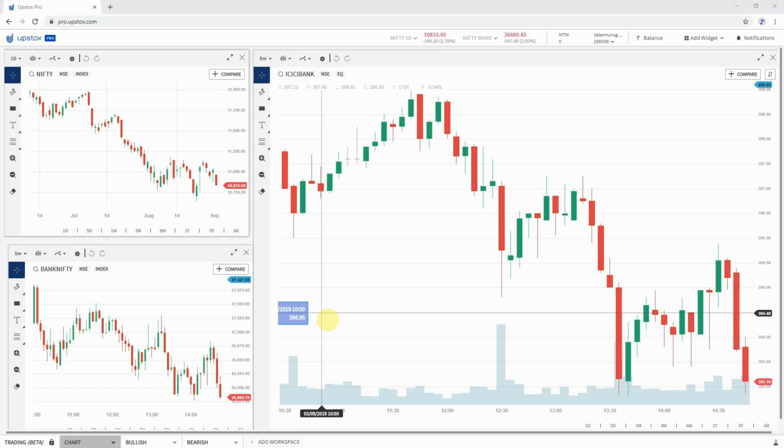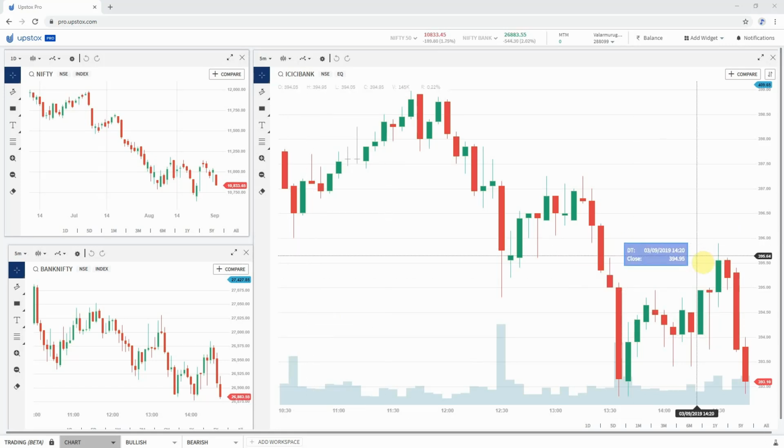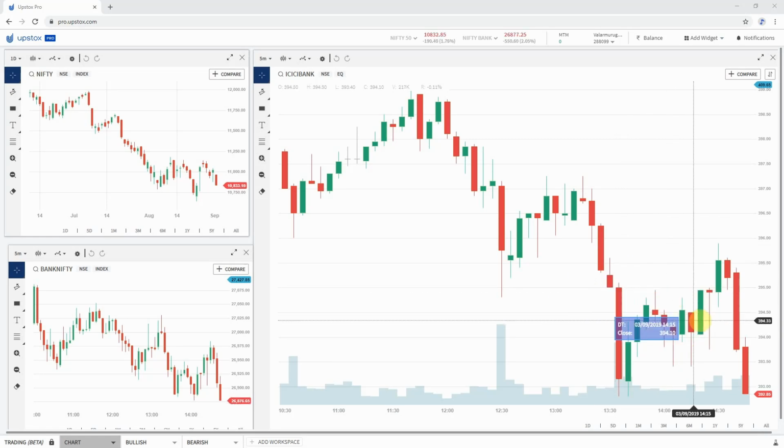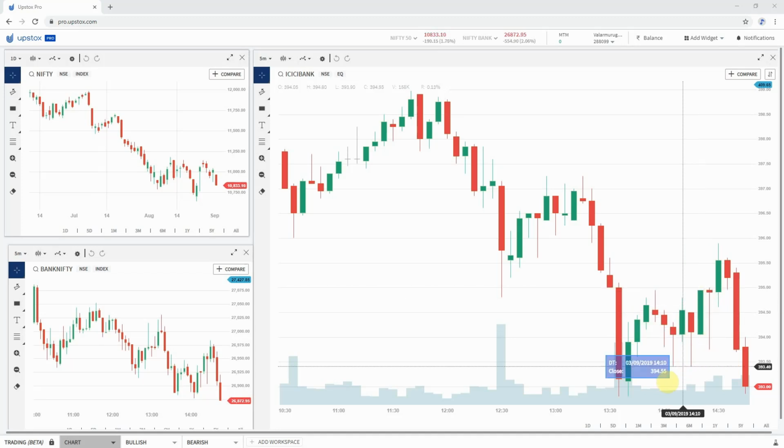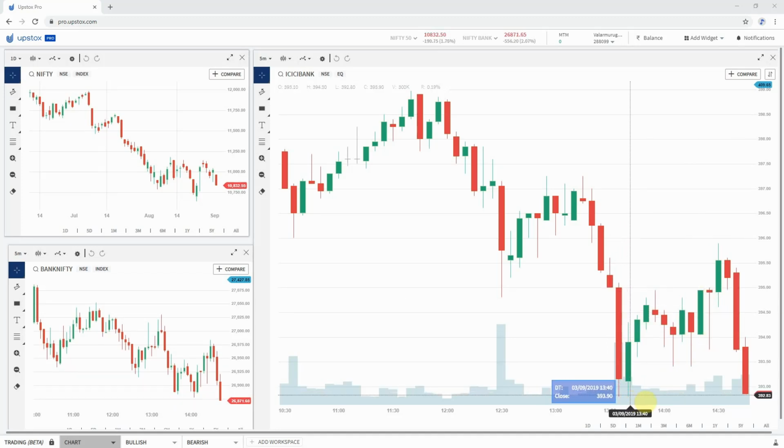And if you look at this, we originally saw the stock trading in between here, and now I'm recording after 10, 15, 20 minutes. I see the stock is again heading to the bottom. It's about to break the bottom.